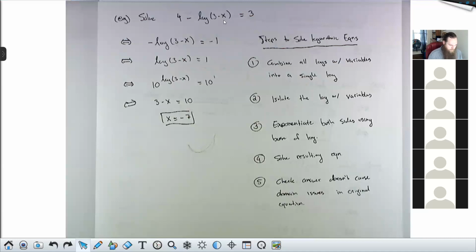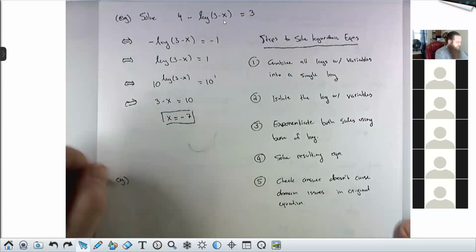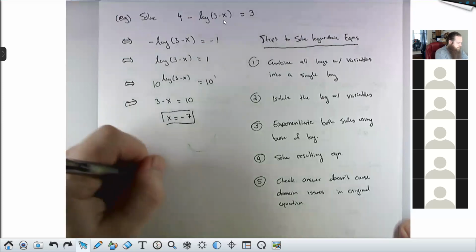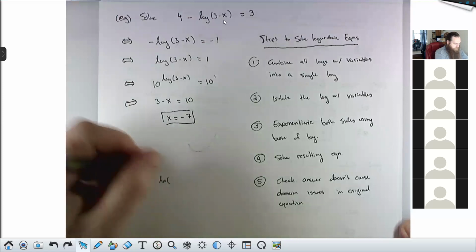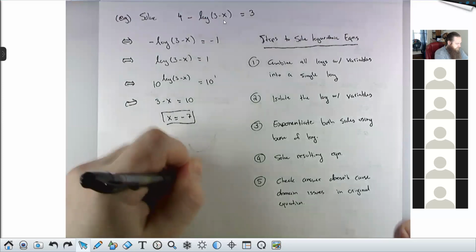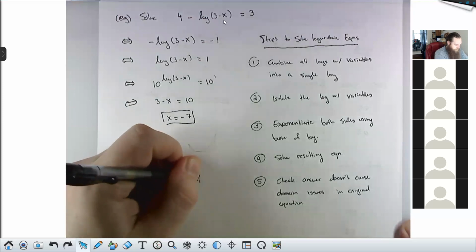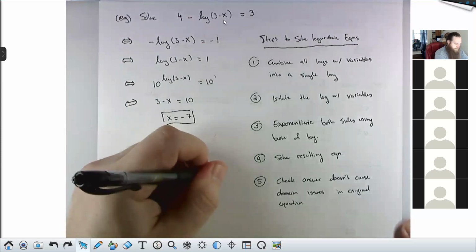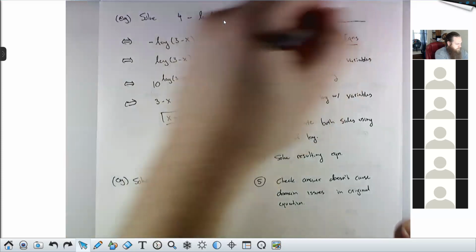So let me show you more examples. Two more examples maybe. An example. So how about ln of x minus 1 plus ln of x plus 2 equals 1. Steps.